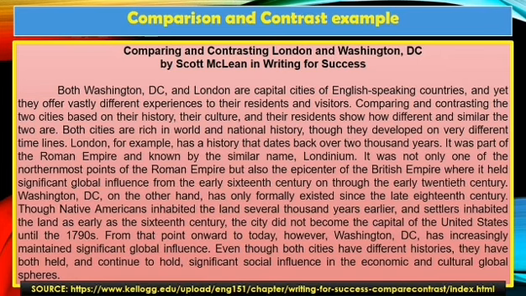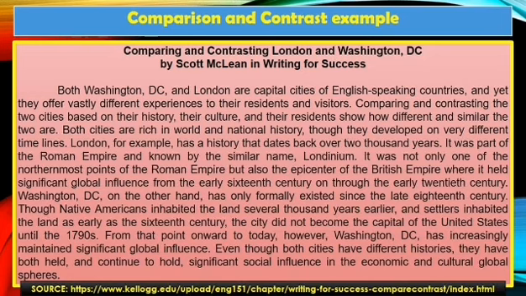Both Washington, D.C. and London are capital cities of English-speaking countries, and yet they offer vastly different experiences to their residents and visitors. Comparing and contrasting the two cities based on their history, their culture, and their residents show how different and similar the two are. Both cities are rich in world and national history, though they developed on very different timelines. London, for example, has a history that dates back over 2,000 years.